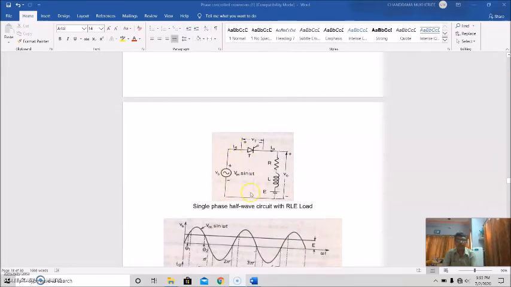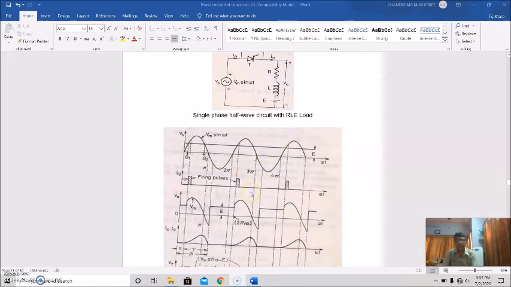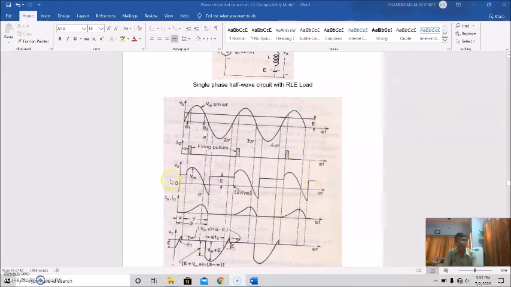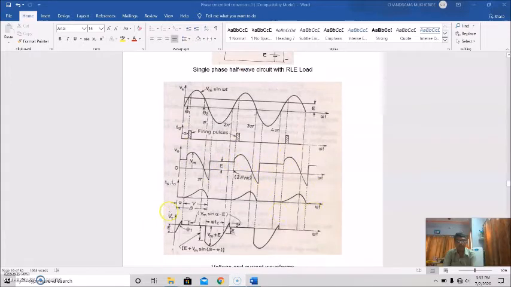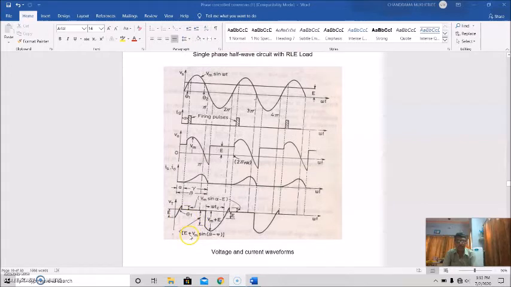In detail, if we take this circuit, the total voltage waveforms will be like this. This is the source voltage waveform. This is the gate pulse for firing purpose. This is the output voltage waveform. This is the source current or output or load current, and this is the voltage across the thyristor.